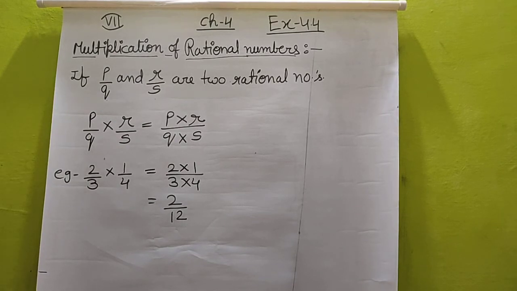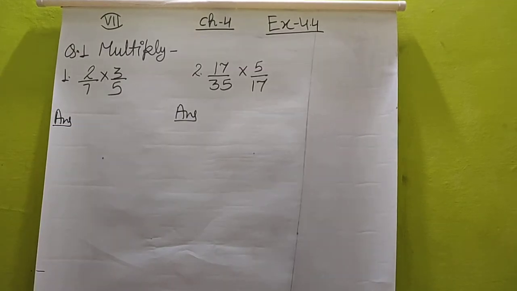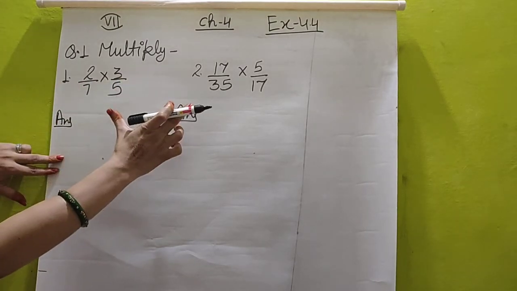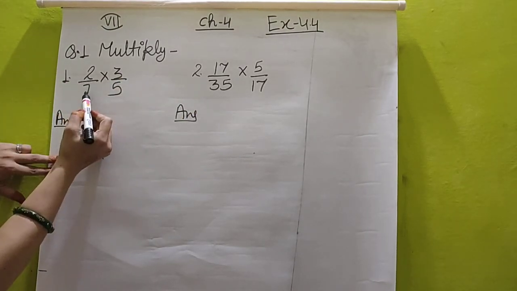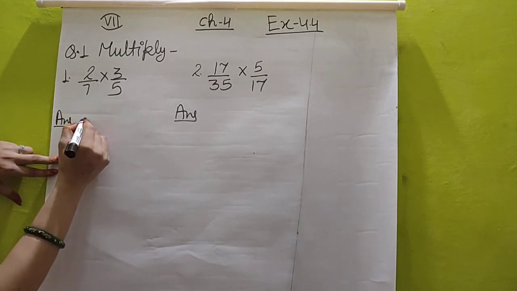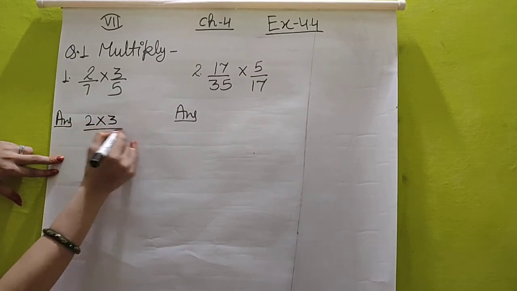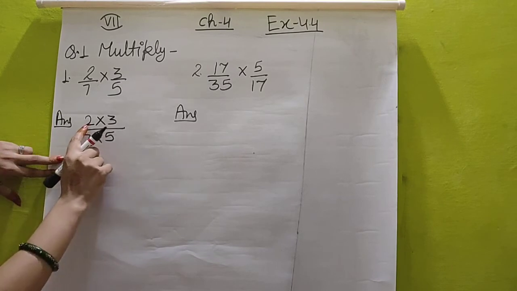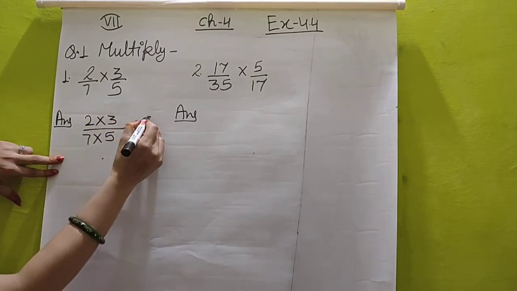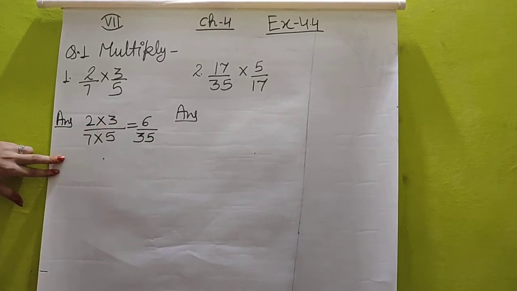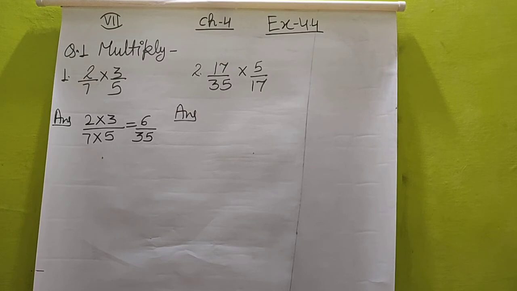Now students, exercise 4.4 question number 1 we are discussing. This is multiply. Two parts we will solve here. First part, 2 upon 7 multiply 3 upon 5. Again, what we will do: product of numerators, then downside product of denominators. So upside 2 multiply by 3 it will be 6, downside 7 multiply by 5 it will be 35. So students, your answer will be 6 upon 35.